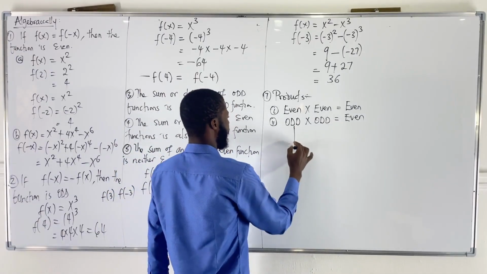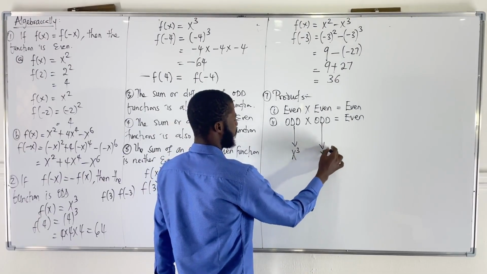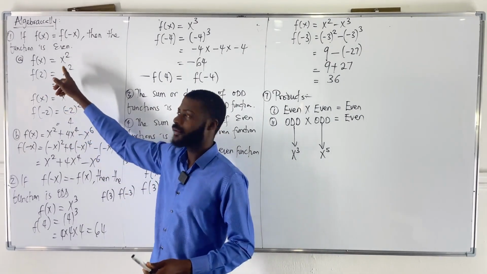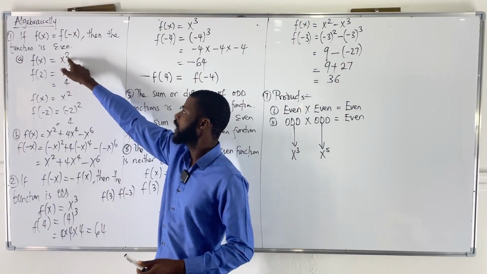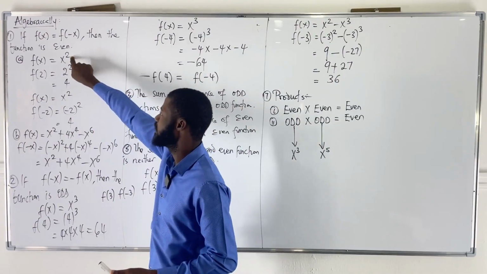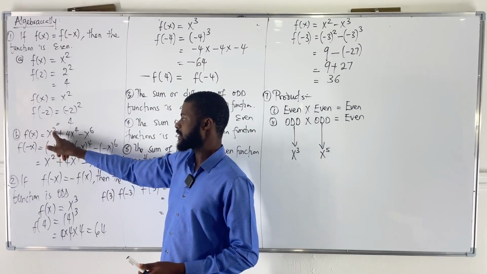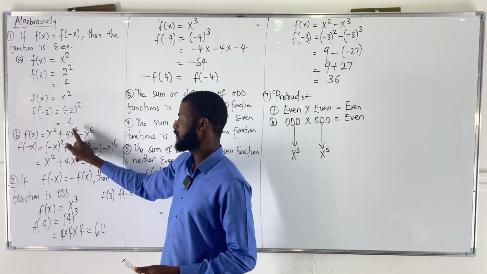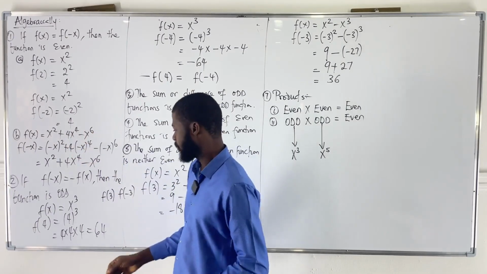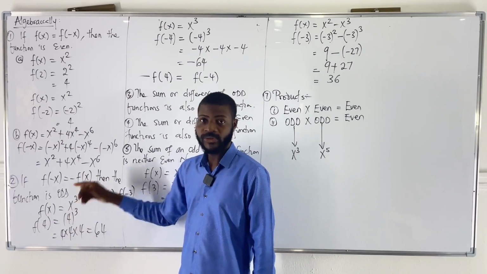Let's pick x cubed as the first odd function. Let's pick x to the power of 5 as an odd function. I believe you know by now that when it comes to just a single variable x, if the power is even, then the function is even. As you can see, x to the power of 2 is even, so x squared is even. 4 is even, so x to the power of 4 is even. 6 is even, so x to the power of 6 is even. Now for an odd function, you will notice that if the power is odd, that means x cubed is also odd.